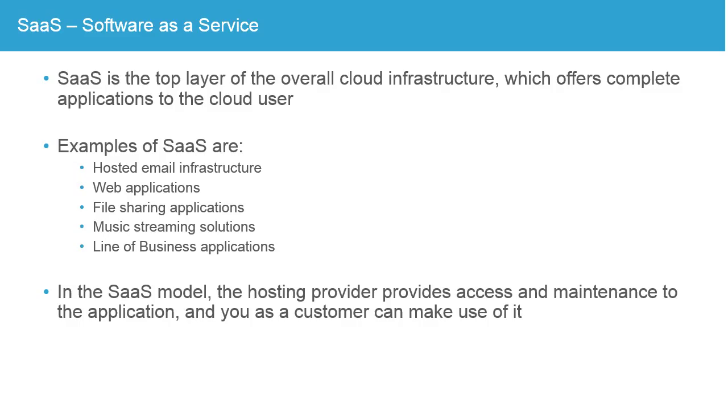Software as a service is the top layer of this cloud that we're looking at, which offers complete applications to the cloud user. Examples of software as a service: hosted email infrastructures. I think in some ways this was probably the first use of software as a service, was hosted email. Web applications, file sharing applications, music streaming applications, and line of business applications. And I'm sure with a little bit of thought, you can think of brand names that fit each of these categories. In the software as a service model, the hosting provider provides access and maintenance to the application. You as a customer simply make use of it.